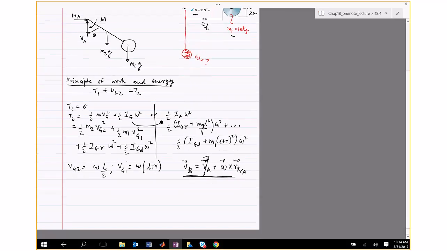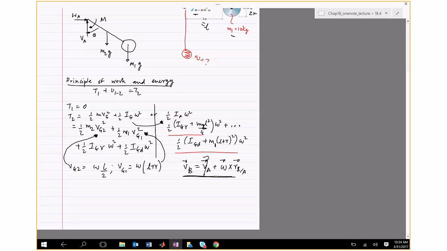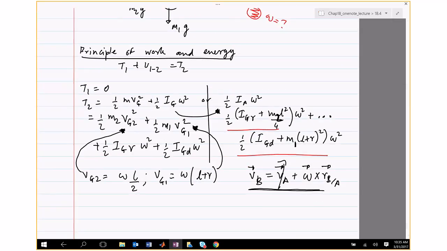Now, if you try to sub in this over here and this over here, you should get the same expression as this. Can you see it? You should get the same expression. So let's see how that comes. There's IG rod, IG rod, there's IG disk, IG disk. There is VG2 squared, which is omega squared L squared divided by 4. So there's going to be M2 times L squared divided by 4, which is right here. And finally there's going to be VG1, which is omega times (L plus R) squared, that comes over here. So if you sub that in, you should get the same expression on the right.